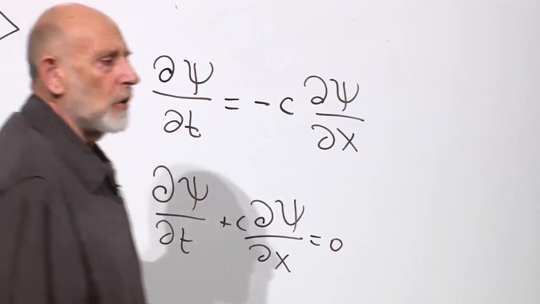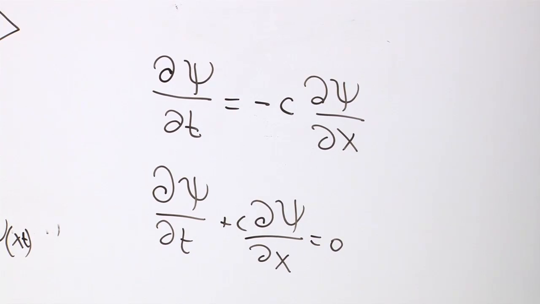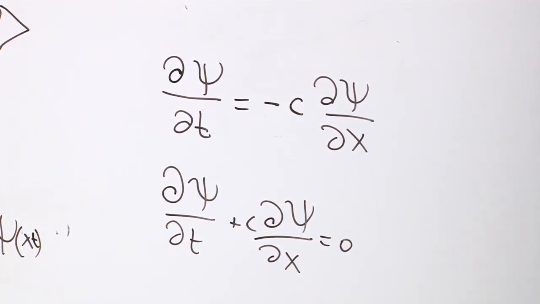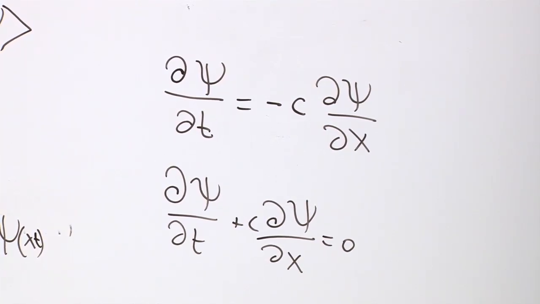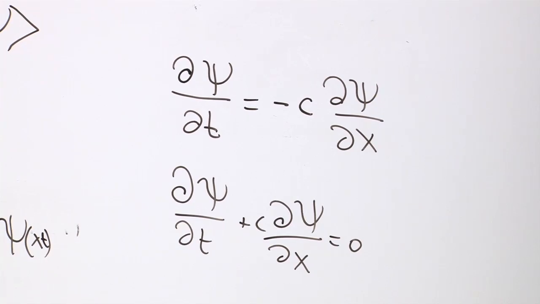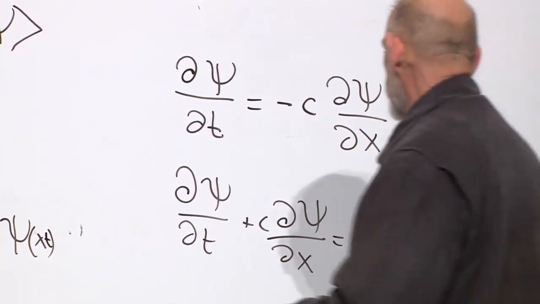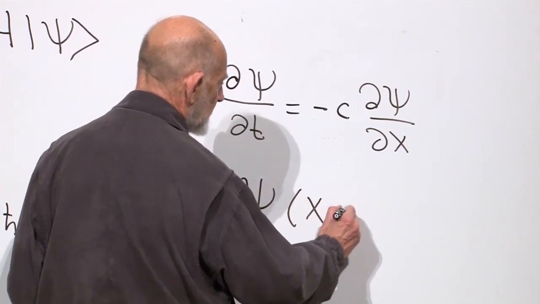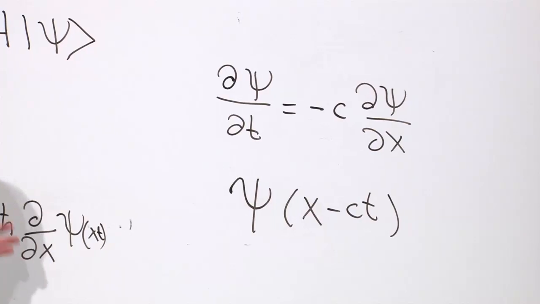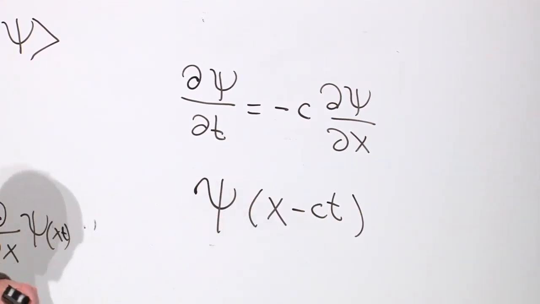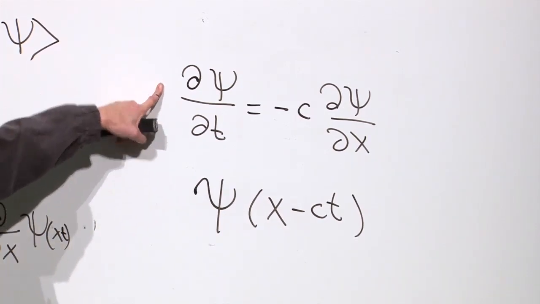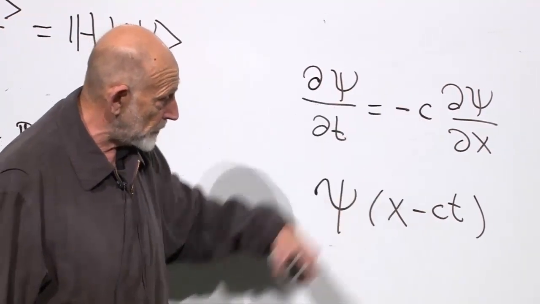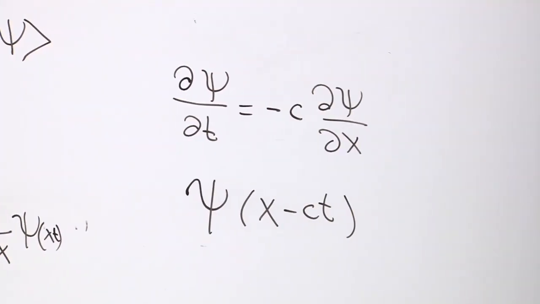In fact, it's so simple that I know not only what a solution is, I know all of the solutions of this equation. Anybody know what the solutions of this equation are? The general solution? A function of x minus ct. Any function which is a function of x minus ct, in other words, it doesn't depend on x and t separately, it only depends on the combination x minus ct, will solve this equation. If I differentiate with respect to t, that will be minus C times the derivative with respect to x, and that's all this equation says. Any function of this form will solve the Schrodinger equation.